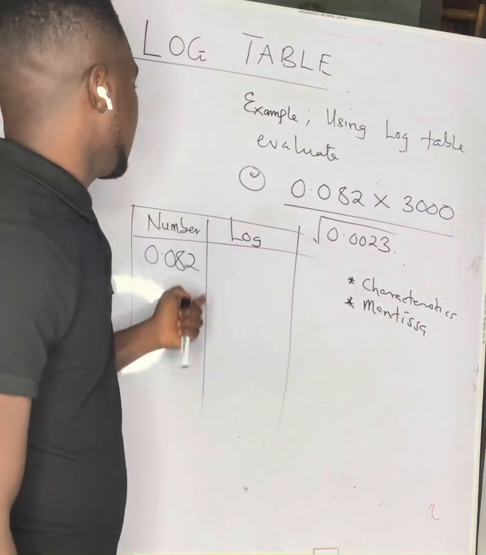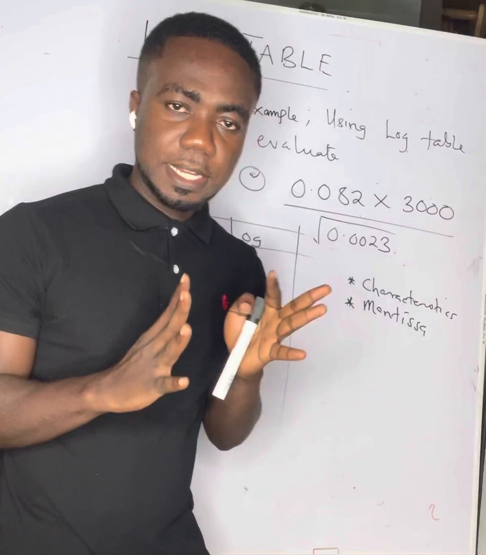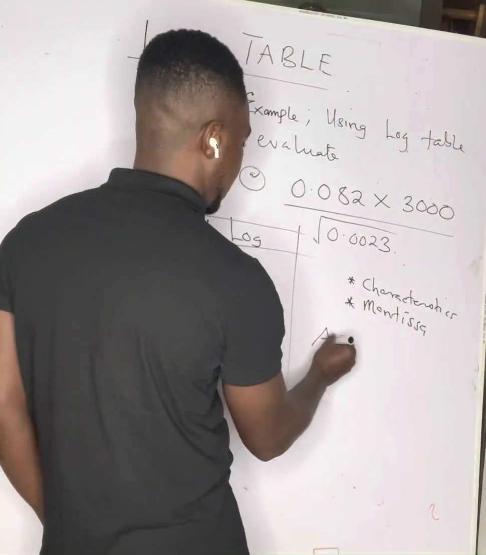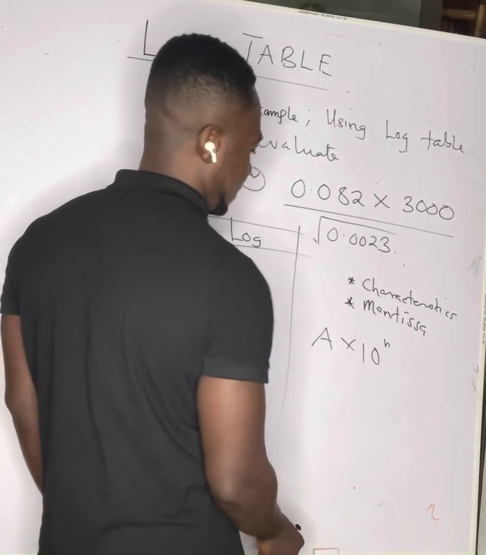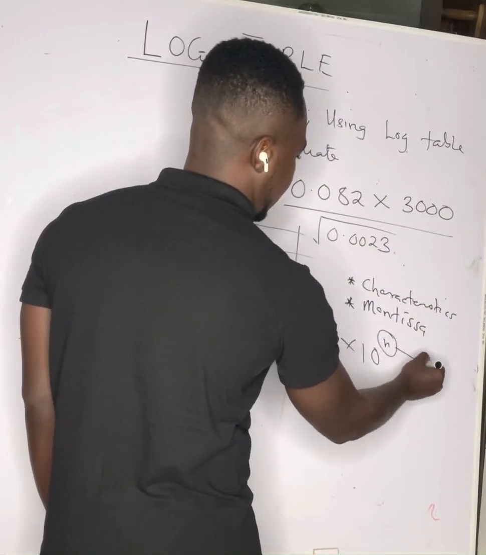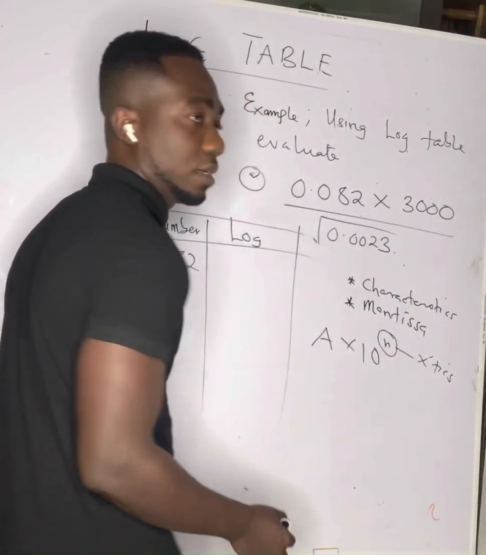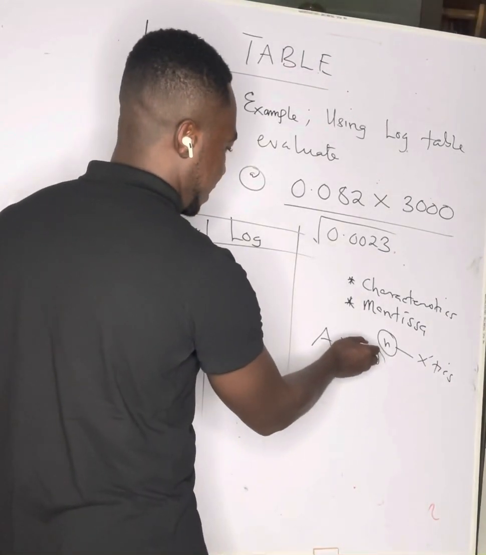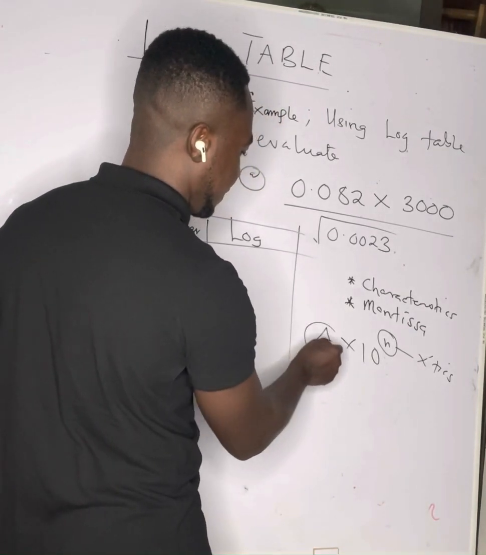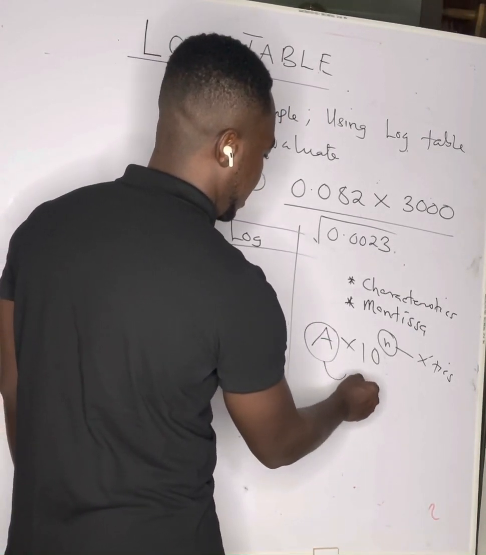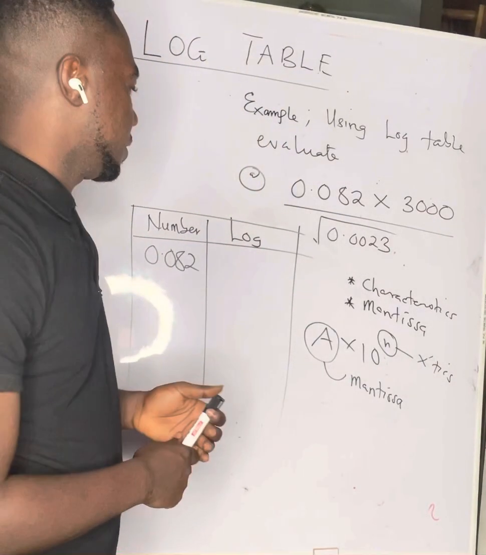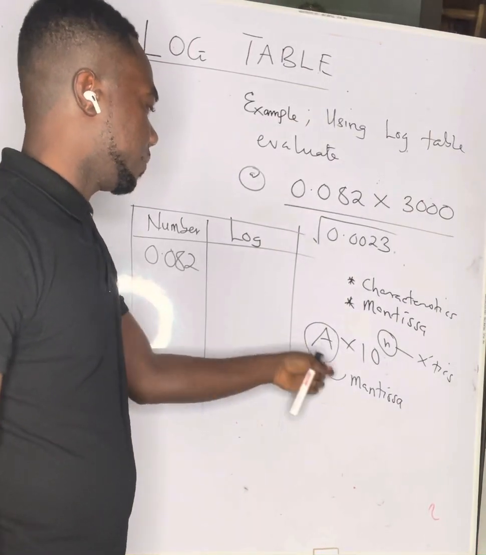So first, you need to write the number in standard form. So after writing the number in standard form, say a times 10 to the power n, the exponent here is what we call the characteristics. And then the logarithm of this number here, the log of that is what we call the Mantissa. So you write your characteristics first before your Mantissa.